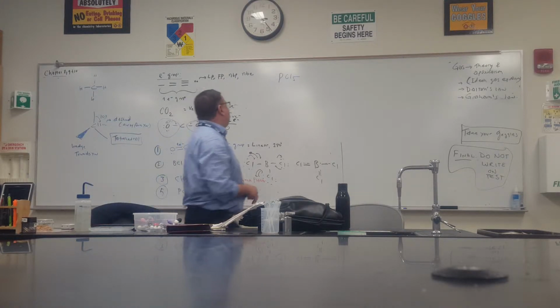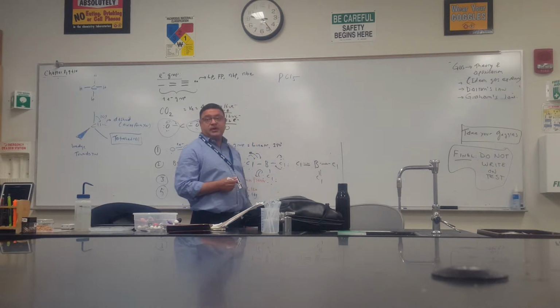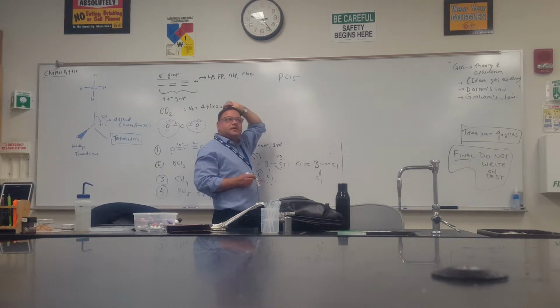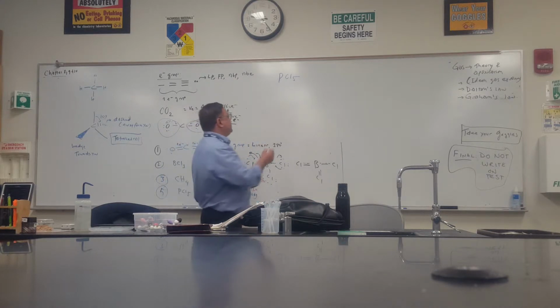Okay, PCl5, how many total valence electrons? 40. Phosphorus has 5, plus 7 times 5 is 35, plus 5 gives you 40. So what is the central atom? Phosphorus. P is the central atom, so you put a P here.